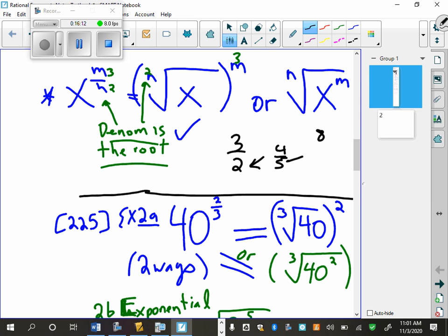If it's 8/7, what root is that? The denominator. That's 7th root. So you're always staring at the denominator for the root or the index of the radical. So write that down. Denominator is the root. You can also put it as the index when you rewrite it. Yes, sir. You may.